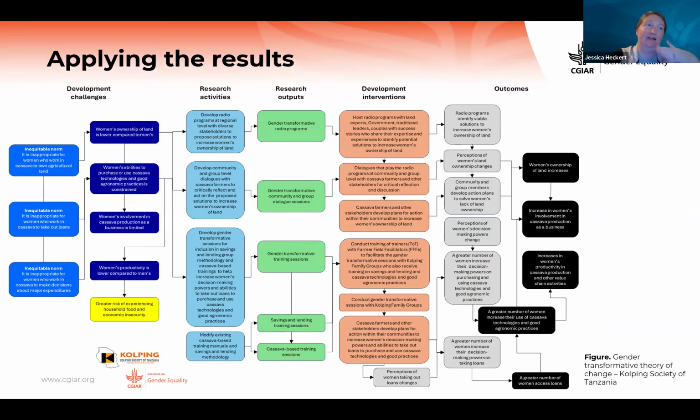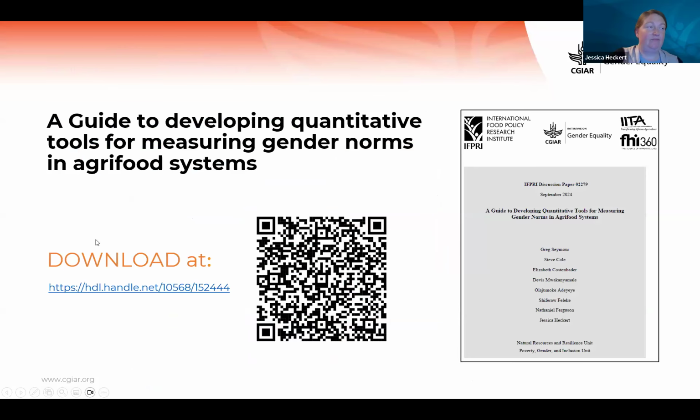And on our next slide here, this is essentially a much more detailed version of what we considered in the previous slide. Rather than just looking at land, we're also talking about the ability to take out loans and the ability to make decisions about major expenditures. And so similarly, walking through these in great detail across the socio-ecological system, developing specific research-informed interventions that can act at these different layers within the socio-ecological system, and eventually improving both the immediate outcomes and longer term outcomes that are related directly to the norms that we see on the left-hand side.